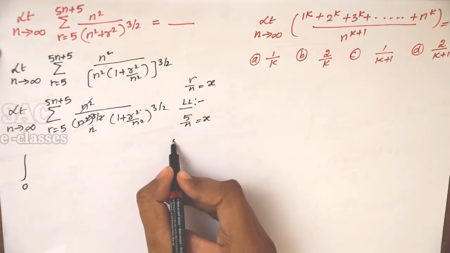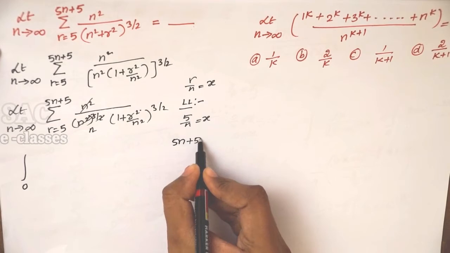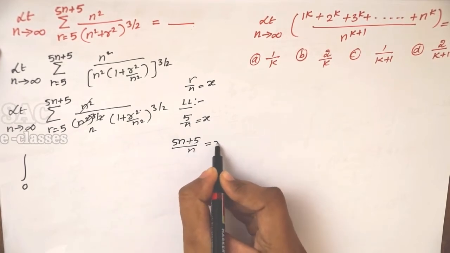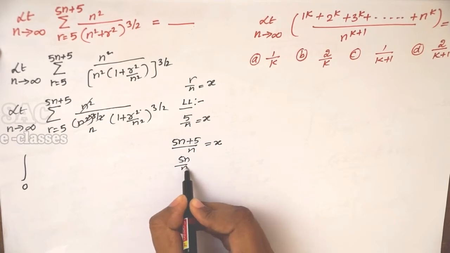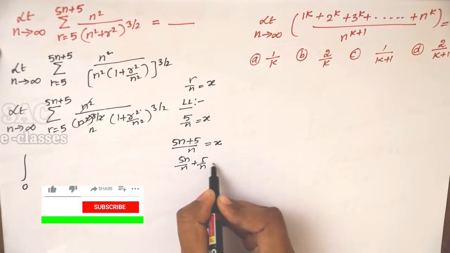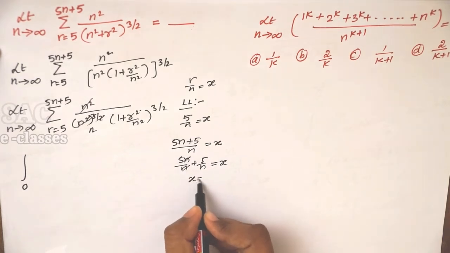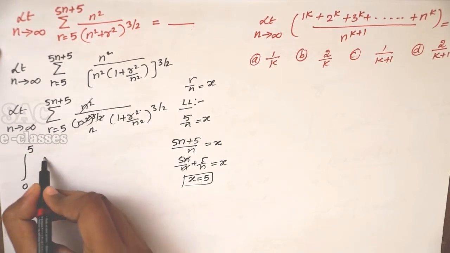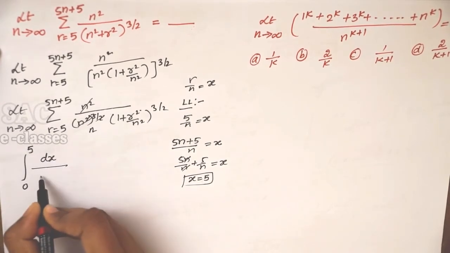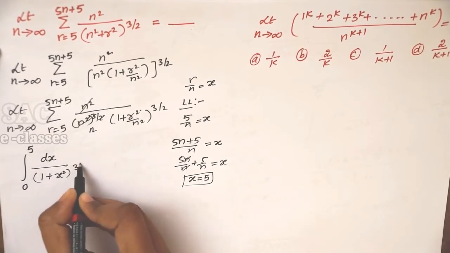Coming to upper limit, (5n plus 5) by n, which is equal to x. So 5n by n plus 5 by n. Then upper limit of the given integration is 5. 0 to 5 dx by (1 plus x square) whole power 3 by 2.